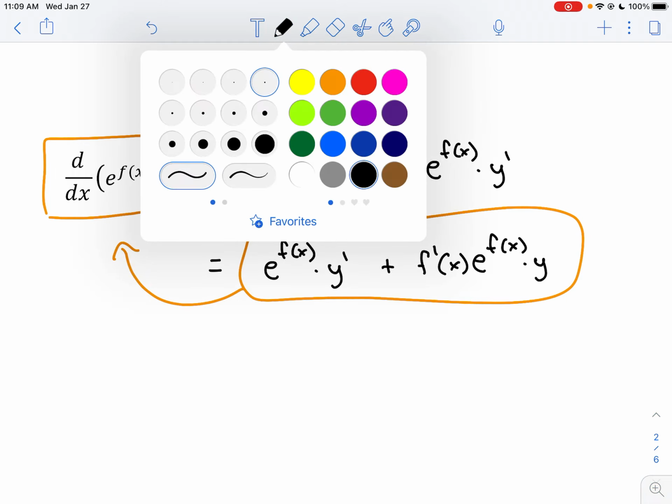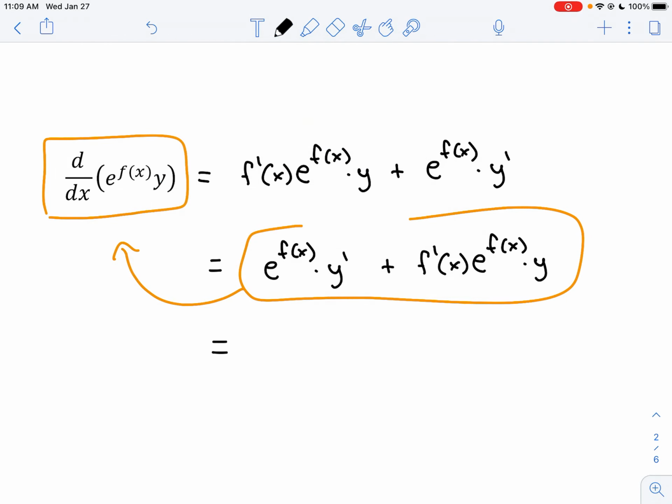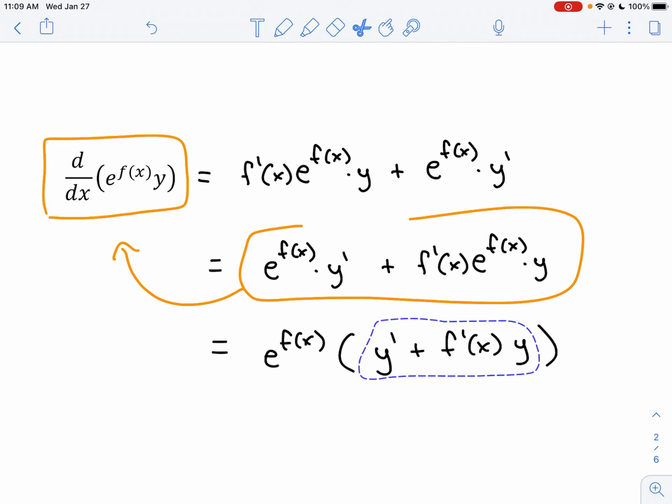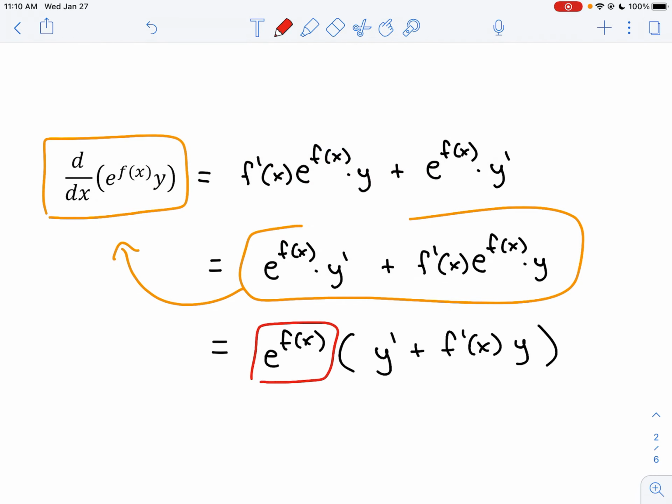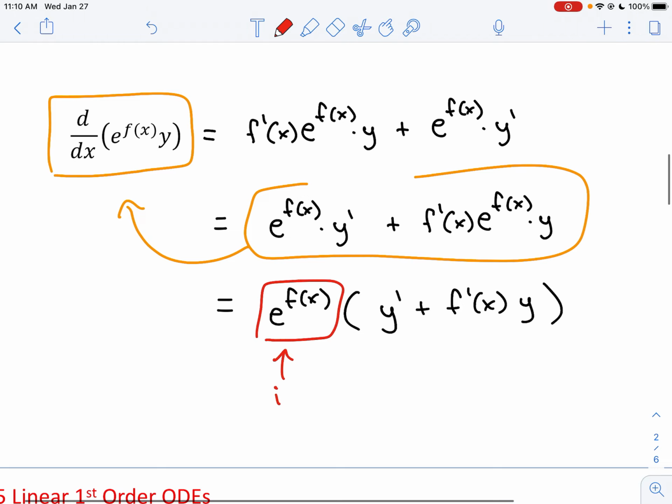Notice that I can factor out the common e to the f of x, and what would be left would be y prime plus f prime of x times y. This is going to be our starting point for a lot of differential equations. We're going to have a y prime plus some function of x times y, and we're going to want to determine what we're going to call an integrating factor. I'll just go ahead and define that right now. This is called an integrating factor.